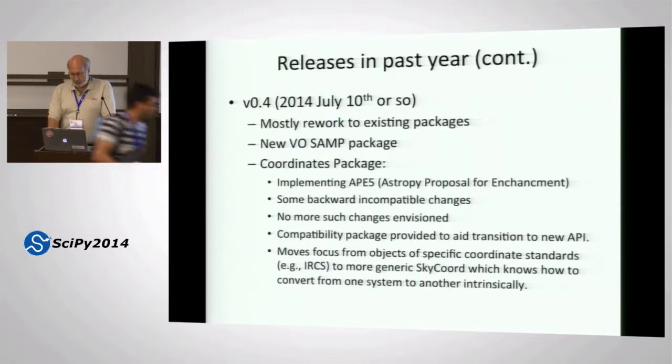The next release, which is almost out, it's always a little hard to say exactly when it hits the street. The release candidate is available, is 0.4. There's a lot of internal work. We're hoping that a lot of it doesn't affect most people. The things I'm going to note here are particularly there's a new SAMP package that's been added to it, and a lot of work in the coordinates package. And this has changed the API of coordinates. We believe it's going to be pretty stable after this, but there are some backward incompatible changes.